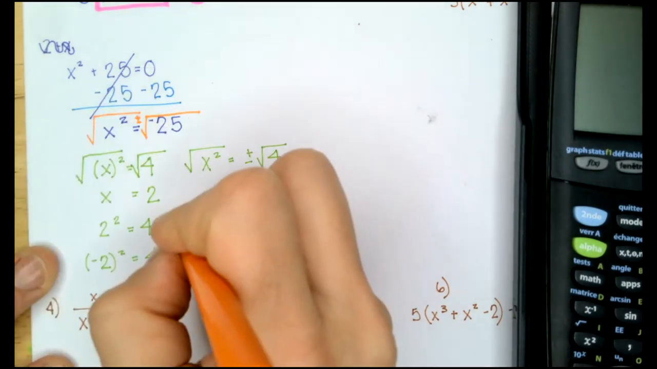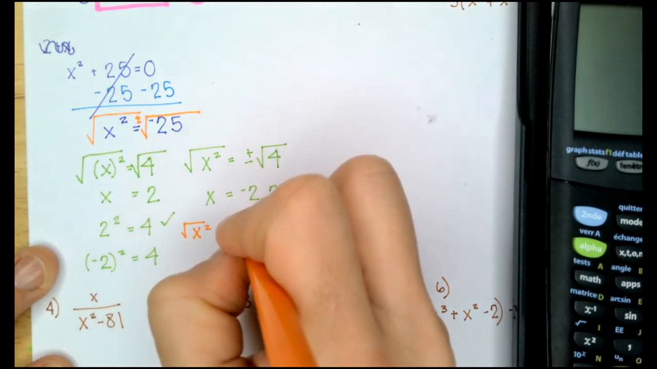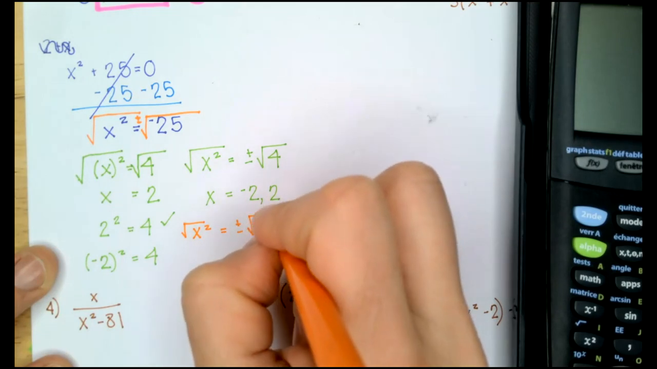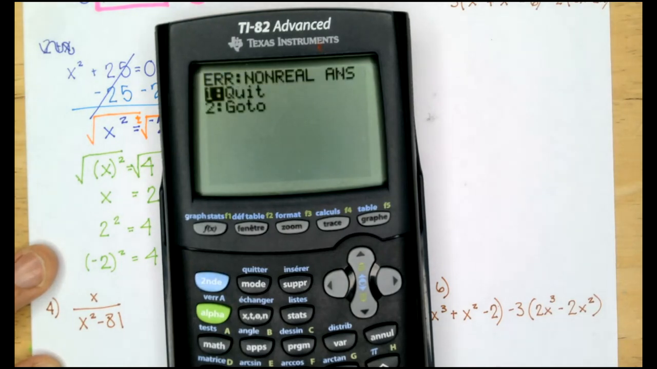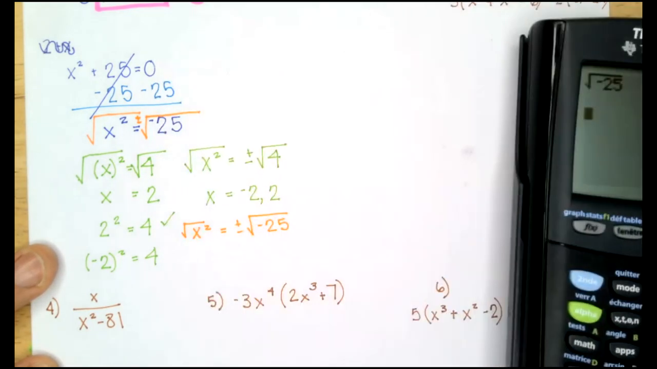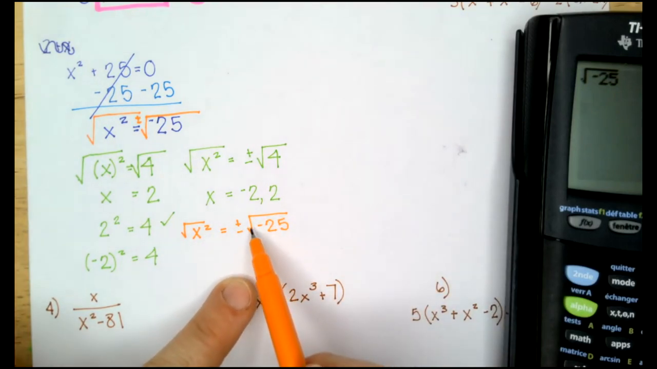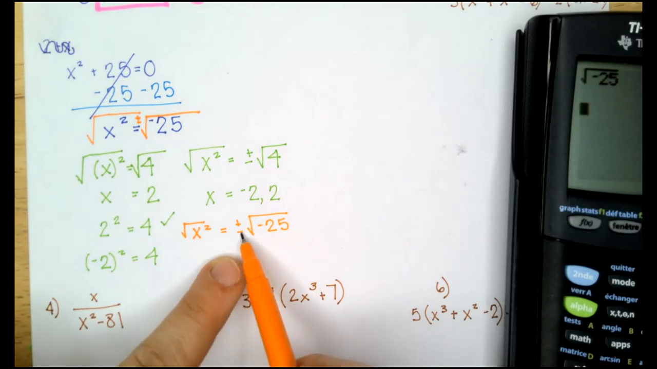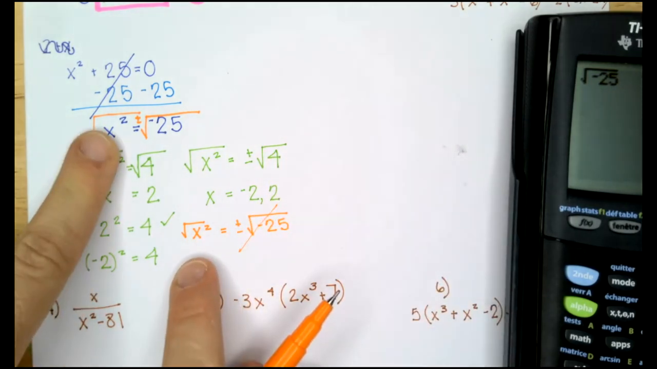So now we have the square root of x squared equals plus or minus the square root of -25. But what's the square root of -25? It's a not real answer. At this point, until later in the semester, that just means there's no answer. So there is no positive square root of -25. There is no negative square root of -25. So we just say x can be anything.